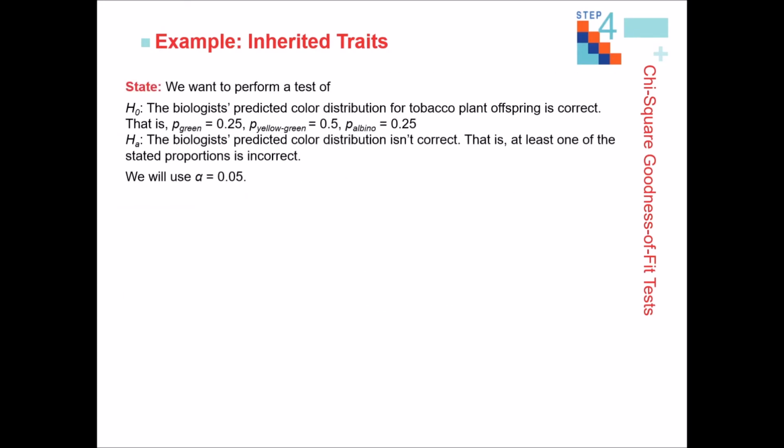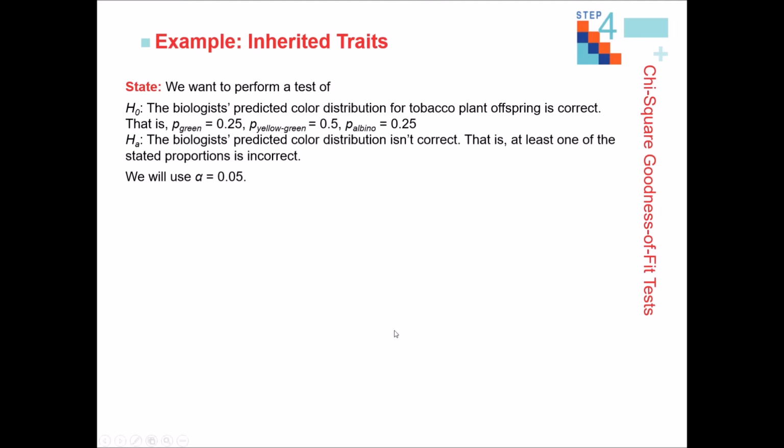We want to perform a test of this null hypothesis, which is that the biologist's predicted color distribution for tobacco plant offspring is correct. The other way to put that would be P of green equals 0.25, P of yellow-green equals 0.5, and P of albino equals 0.25. The alternative hypothesis is that the biologists are wrong about at least one of those stated proportions, or you could say their predicted color distribution is not correct. We're going to use an alpha of 0.05.